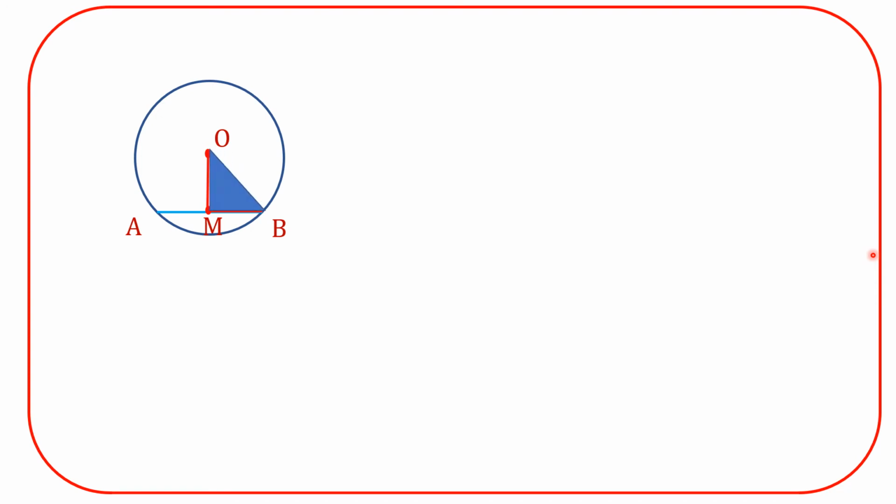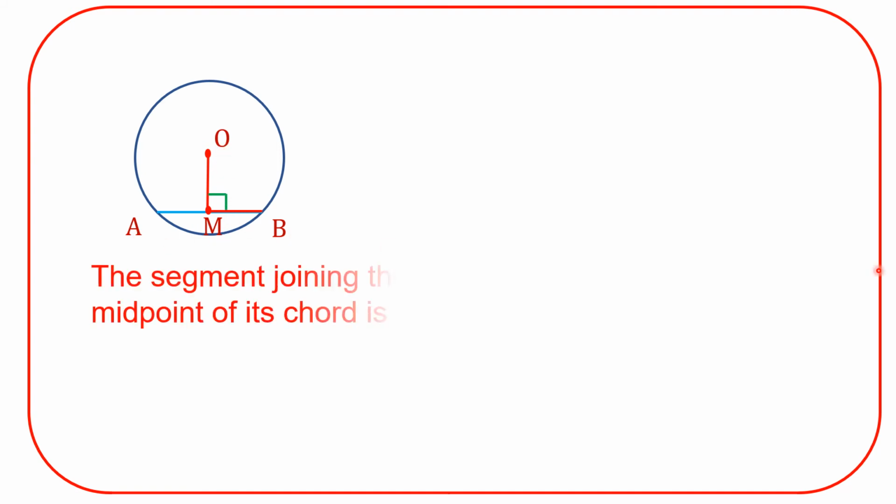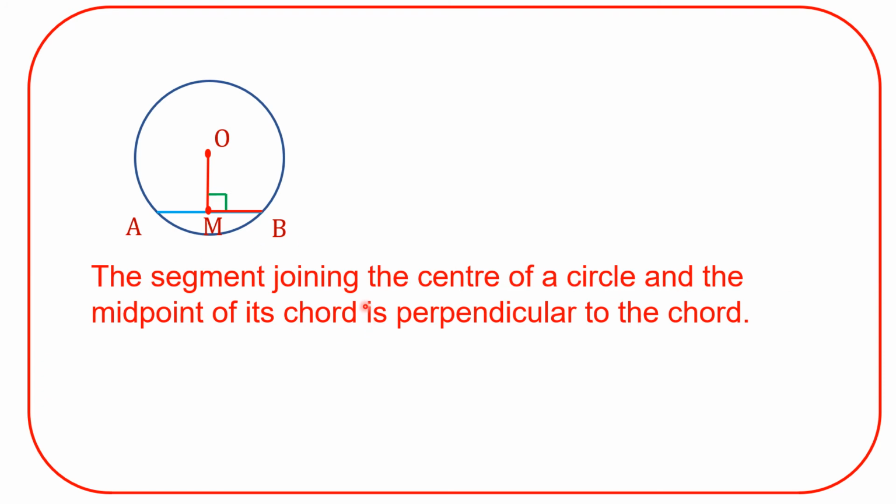Using set square, this is perpendicular. These two angles are in a linear pair. One is 90 degrees, so the remaining one is also 90 degrees. From this, we conclude that segment OM is perpendicular to AB. So write down the property. The segment joining the center of the circle and the midpoint of its chord is perpendicular to the chord.